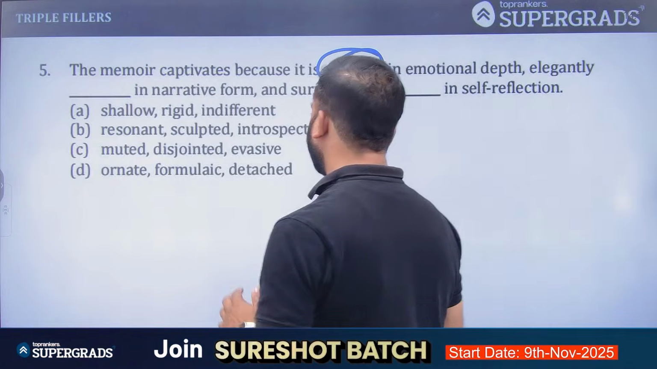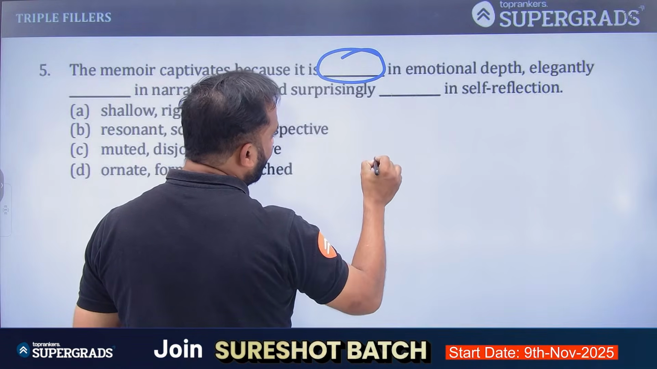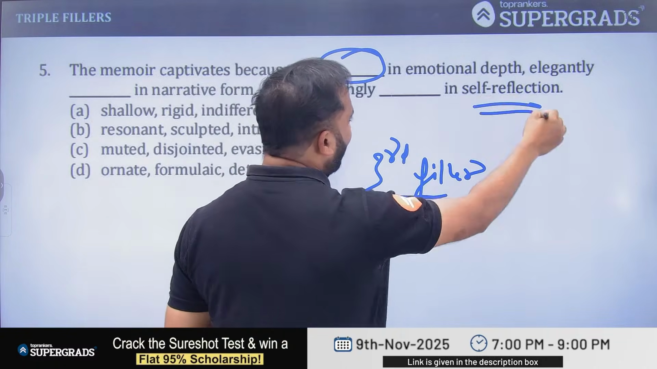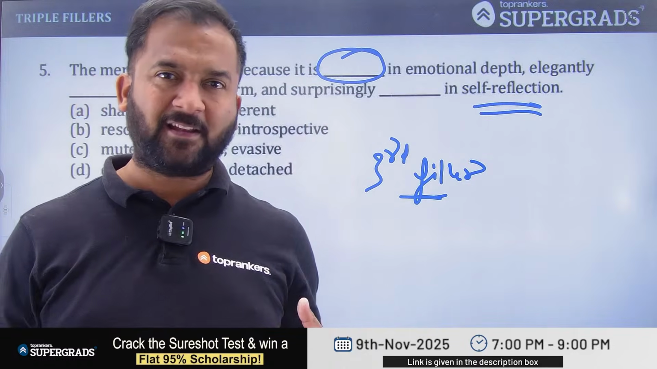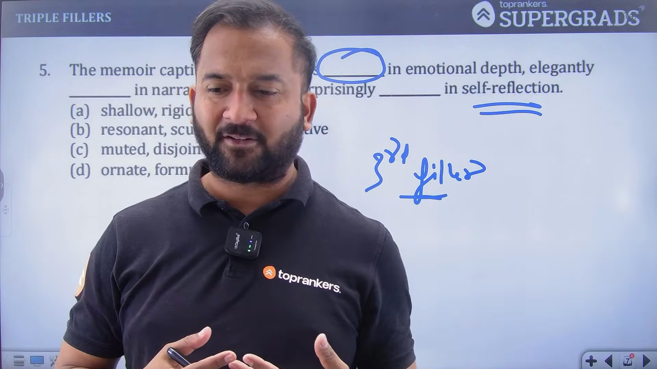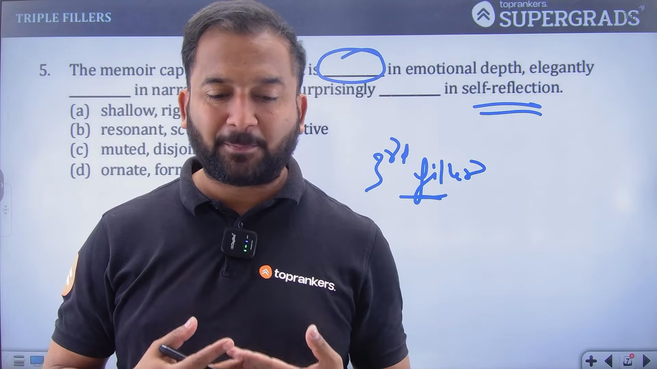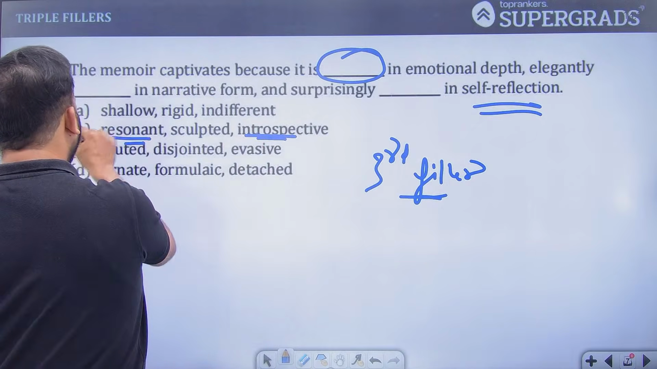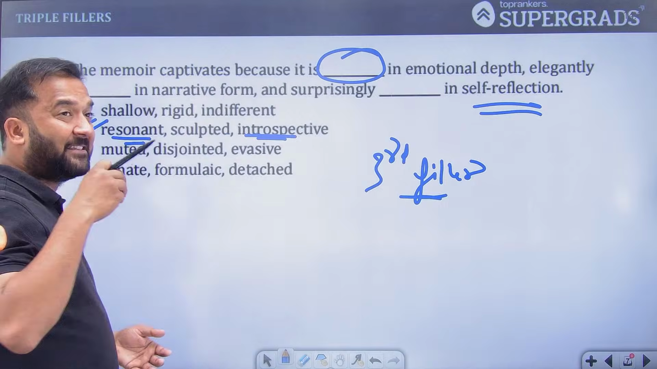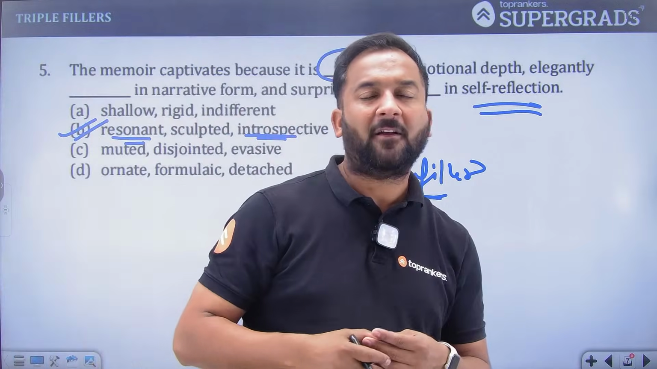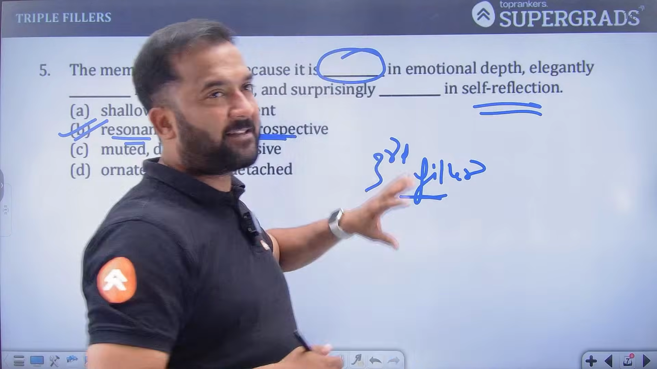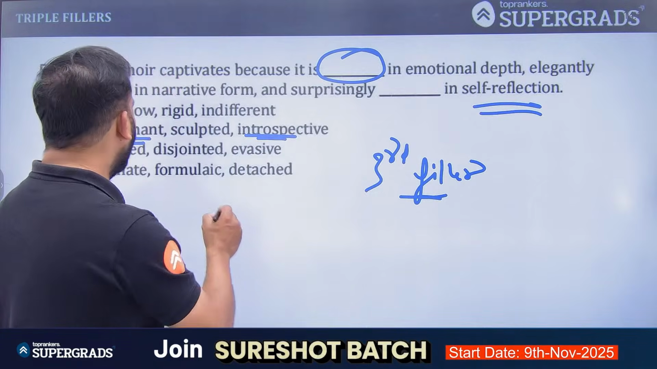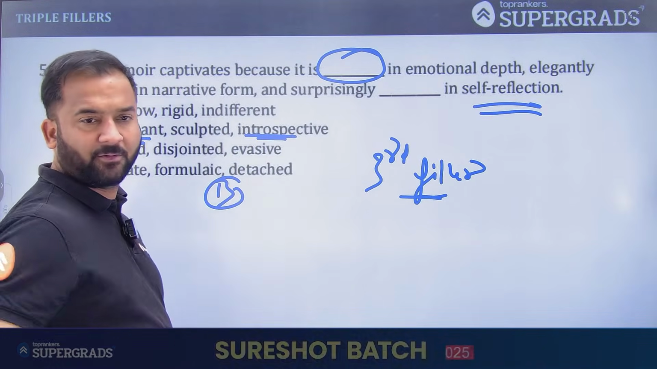So if you look at this, the best thing here is the third filler. The third filler here is quite conclusive. Self-reflection. What is the word for self-reflection? What is that self-talk that we have with ourselves? It is introspection. So introspective and of course resonant in the first one. These two were quite decisive fillers. When I say decisive fillers, I mean you will not see a word similar to introspective in any other option. So for that reason, B should be the correct answer to this question, students.